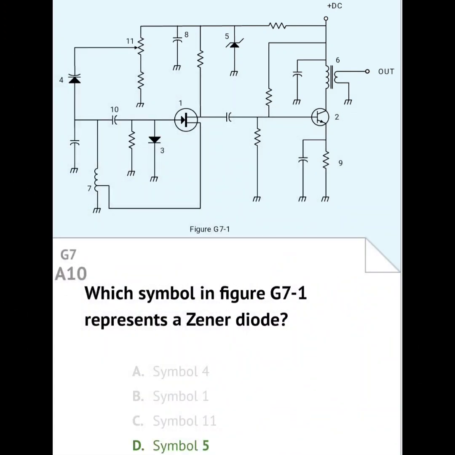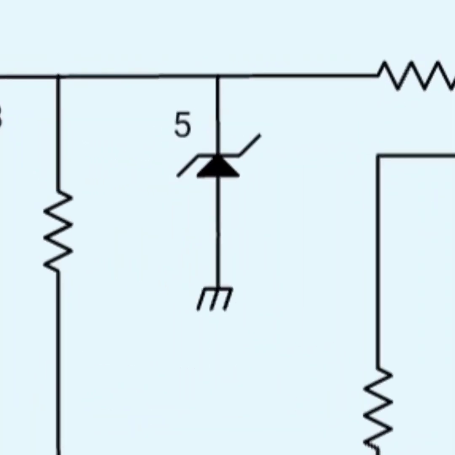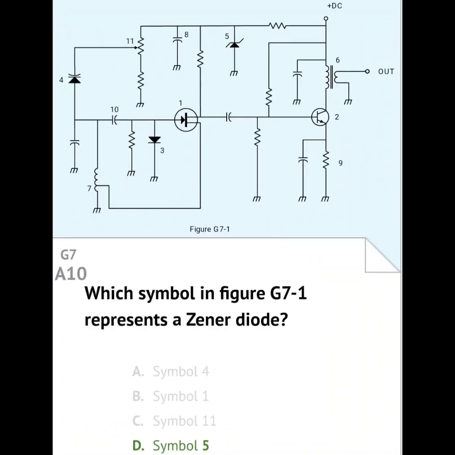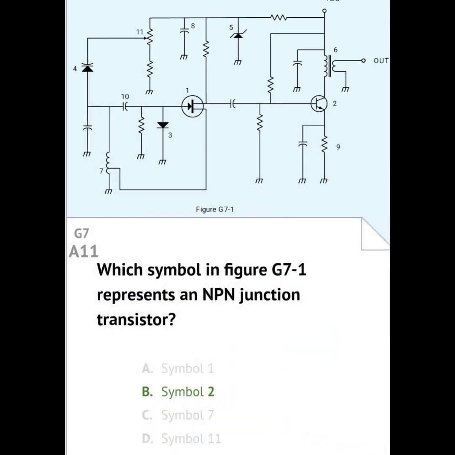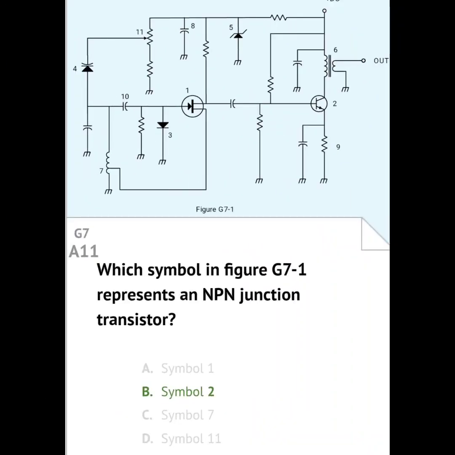Question G7A10. Which symbol in figure G7-1 represents a Zener diode? Answer. Symbol 5. Question G7A11. Which symbol in figure G7-1 represents an NPN junction transistor? Answer. Symbol 2.